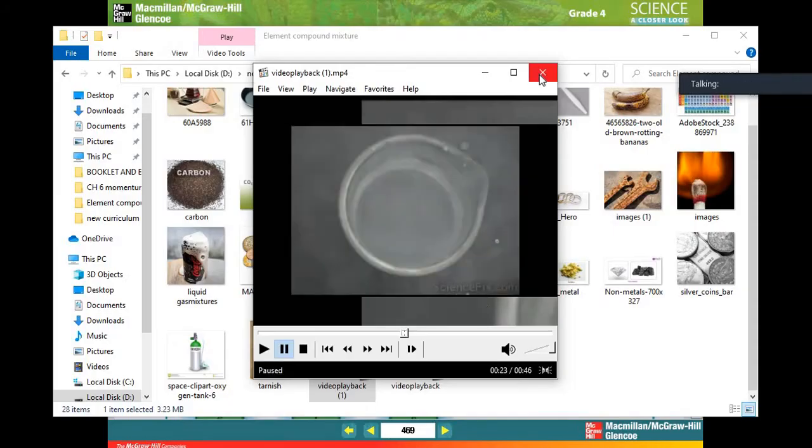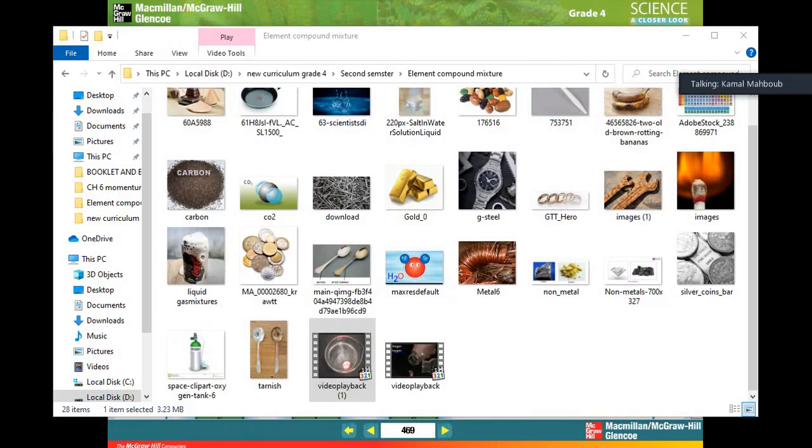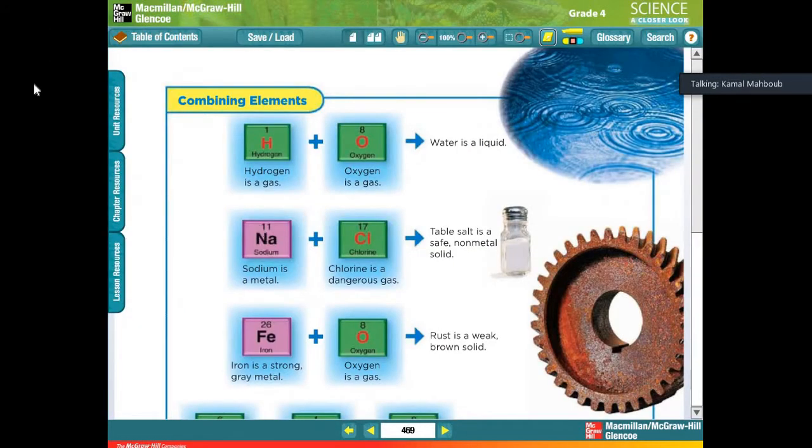Oh, amazing. Now that is the sodium in the water. Can you see that, guys? The sodium makes a very strong reaction with the water. That's the property of sodium.